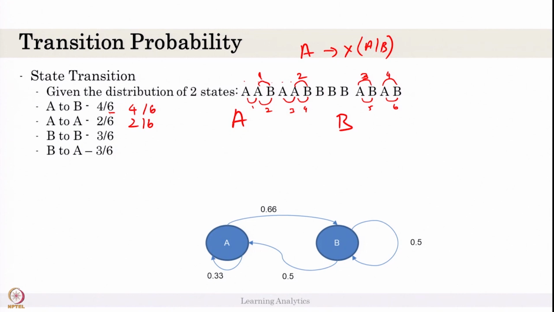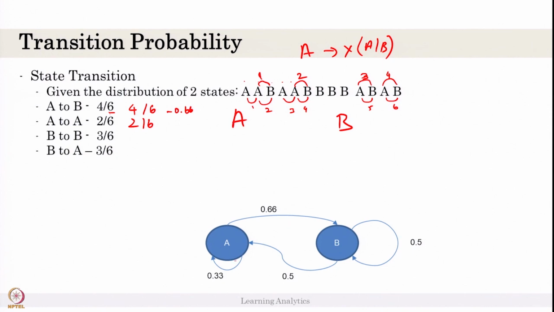Let us not go into the details of what edges and nodes are. Let us see a simple state transition diagram. This is 2 states, state A and state B. From A to B, the value is 0.66. What is the probability that you will get the next action B if your current action is A? That is 4 by 6. Out of 6 actions, 4 times you went to B.